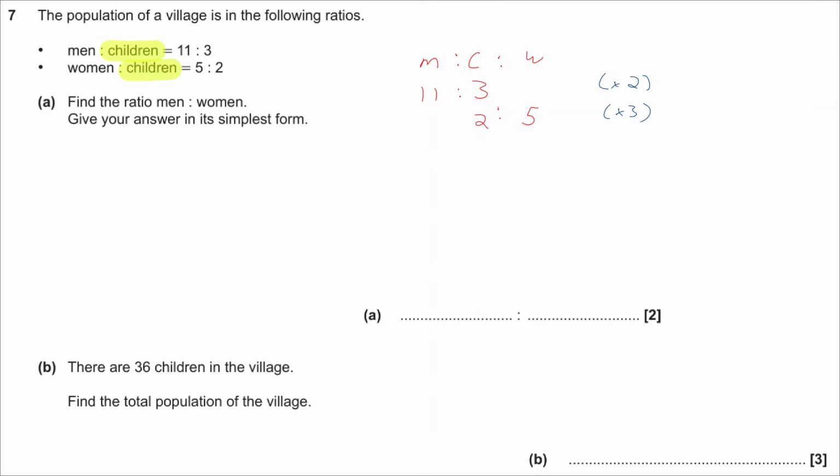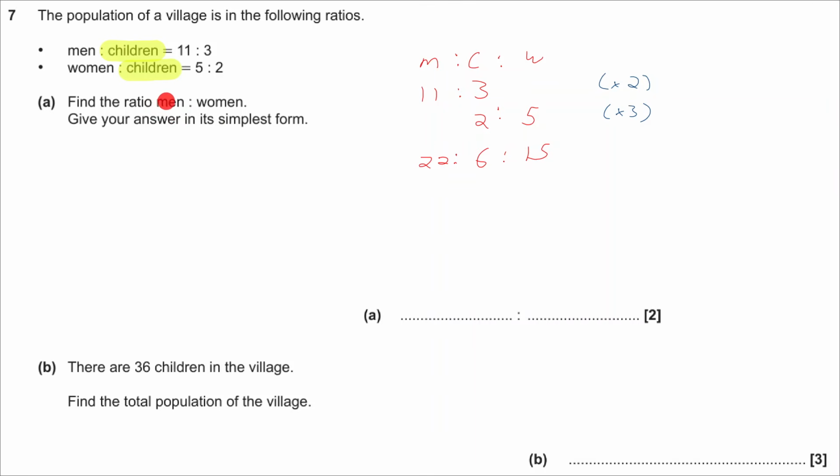If we do this, 2 times the first one, so 2 times this, we're going to be getting 22 to 6. And if we times this ratio by 3, well, 2 times 3 gives you 6, and 5 times 3 gives you 15. So there we go. Now you've got the ratio of men to children to women, because for every 6 children, there's 22 men, and for 6 children, there's 15 women.